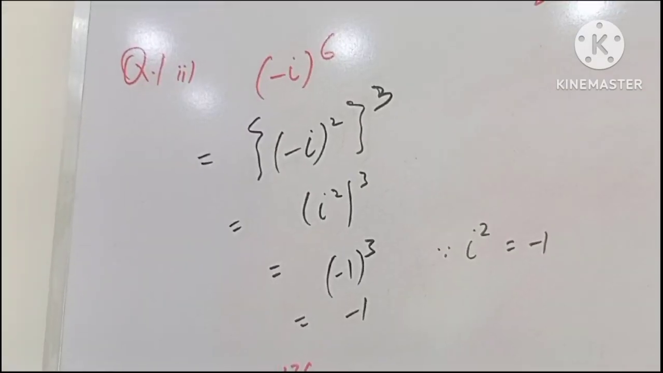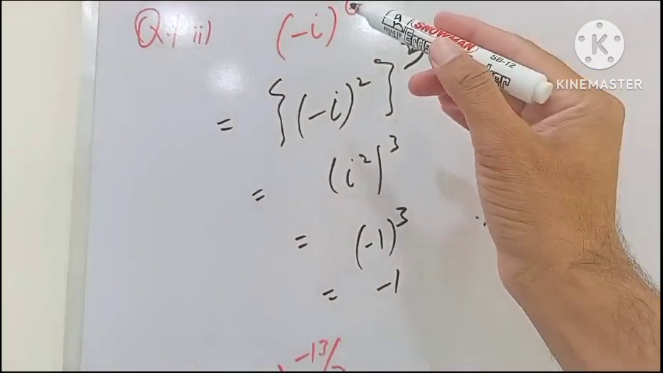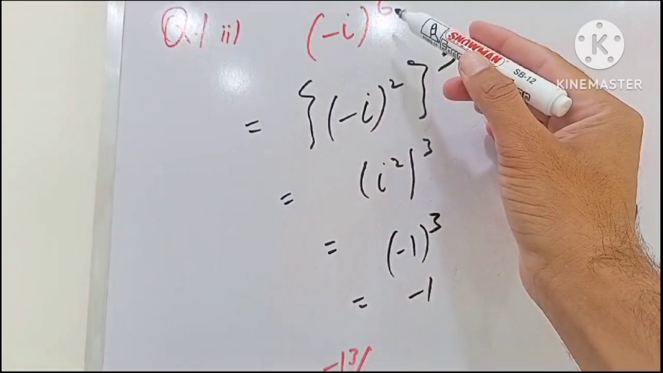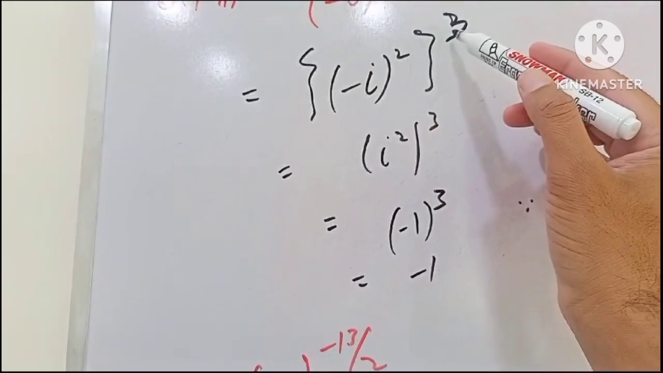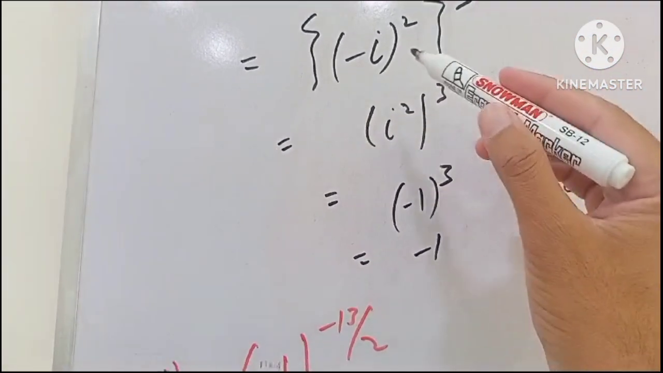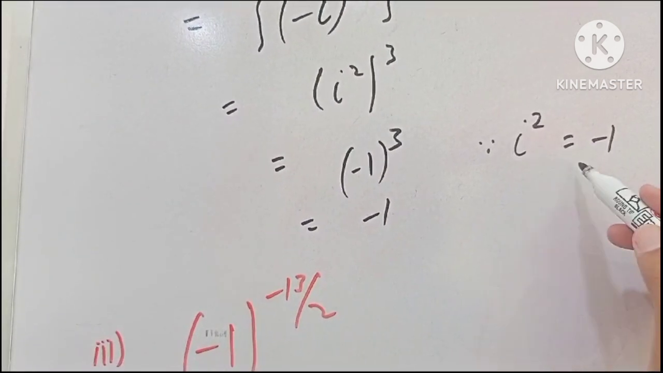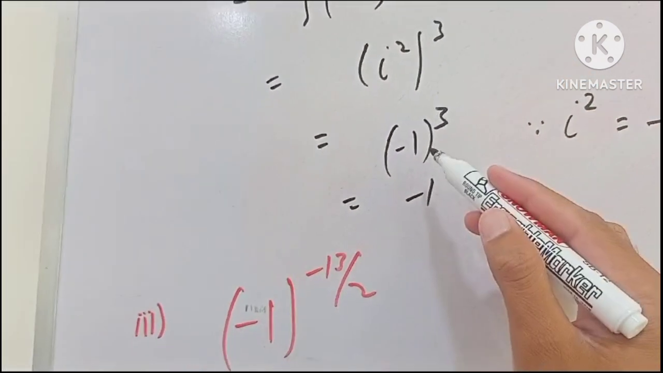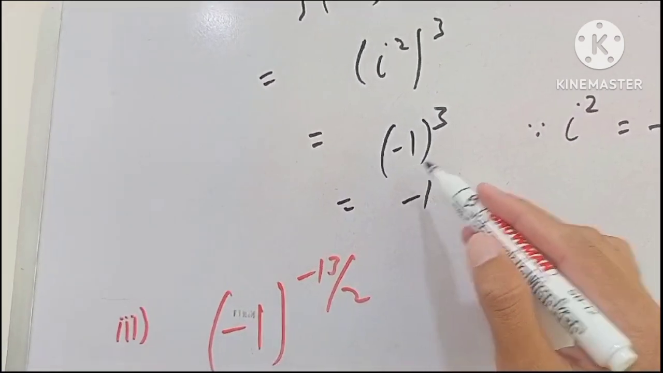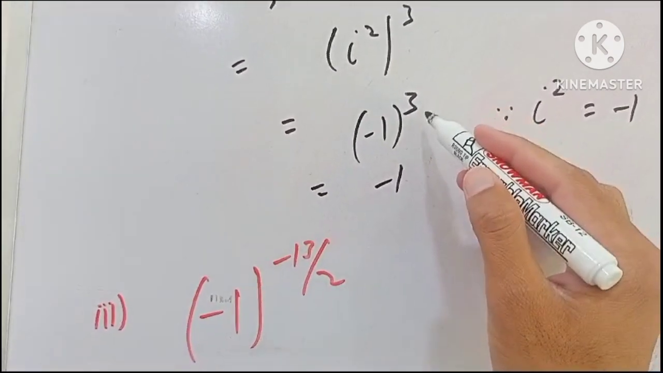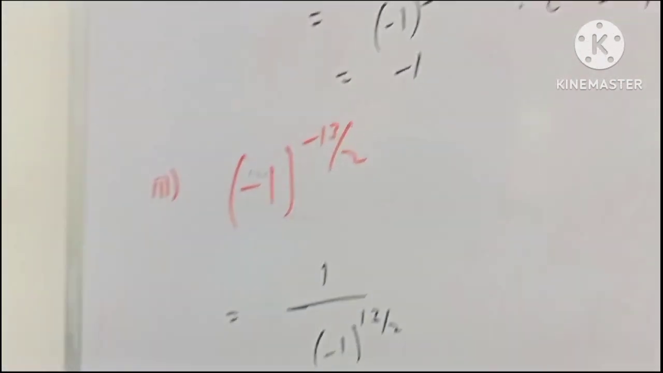Exercise 1.1, question number 1, part number 2, minus iota power 6. First of all, we convert it in factor 2 form. As 2 times 3 is 6, we convert it in iota square form, as we know that iota square is equal to minus 1. Putting the value of iota square, minus 1. Now the power is odd, so the minus sign remains as such. So minus 1 is the answer.